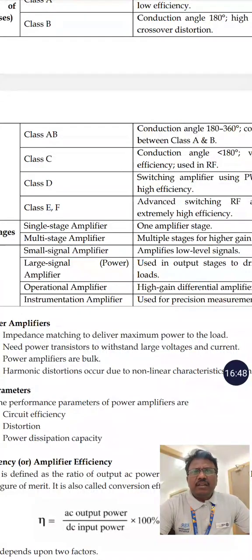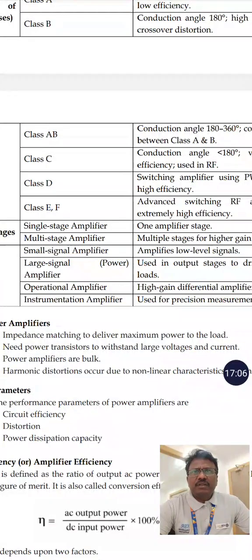Then large signal amplifier, that is power amplifier. The amplifier drives heavy loads. Examples: loudspeaker, motor, relay. The objective is maximum power delivery. So it is used in audio output stages, public address systems, and power electronics.